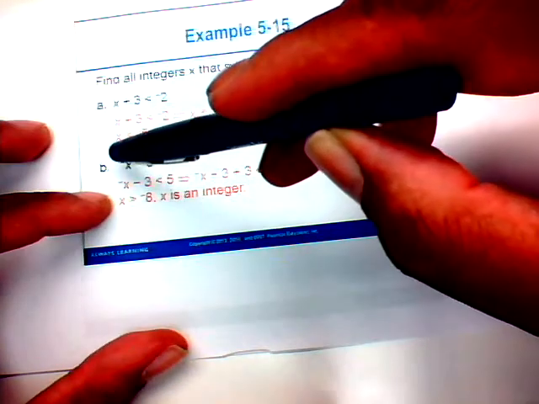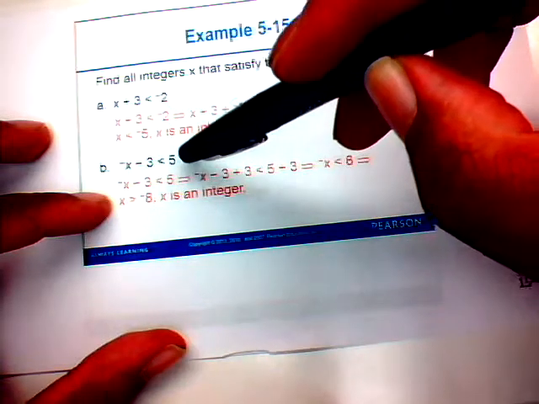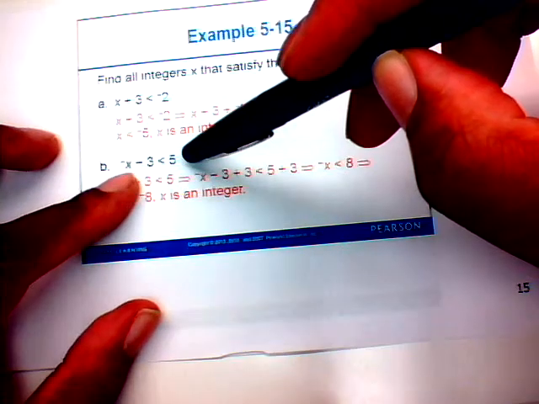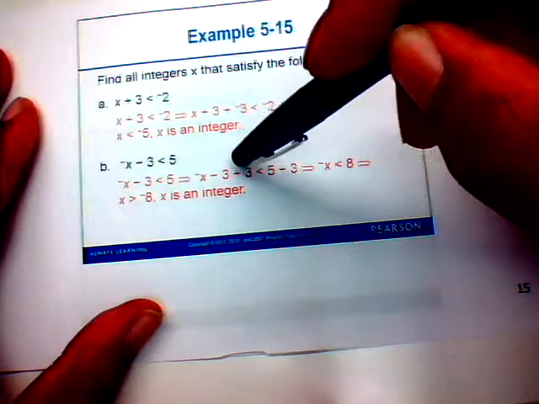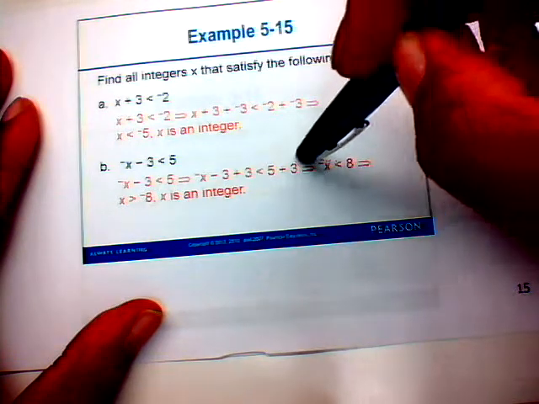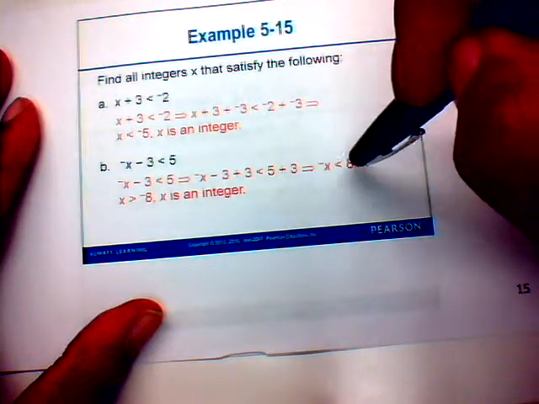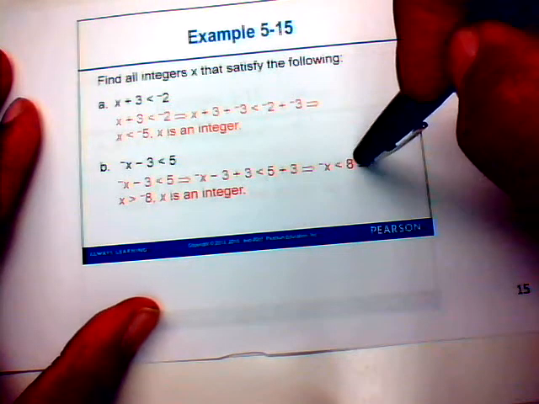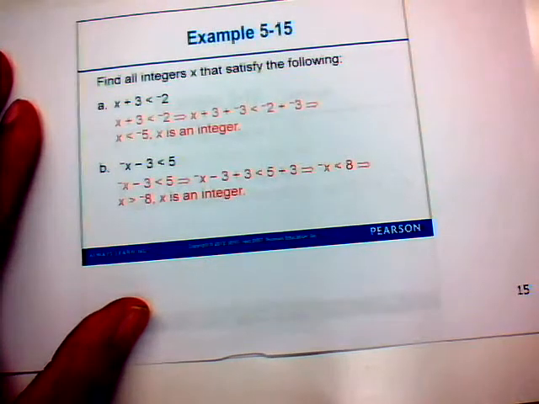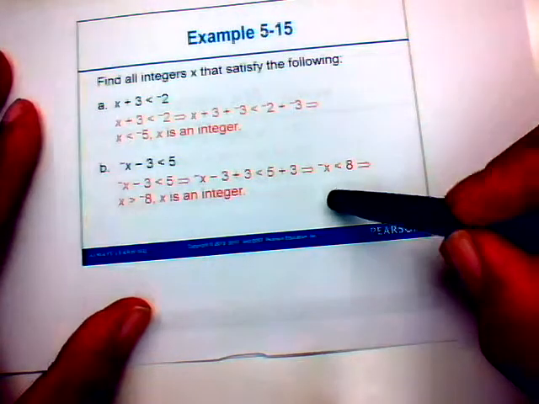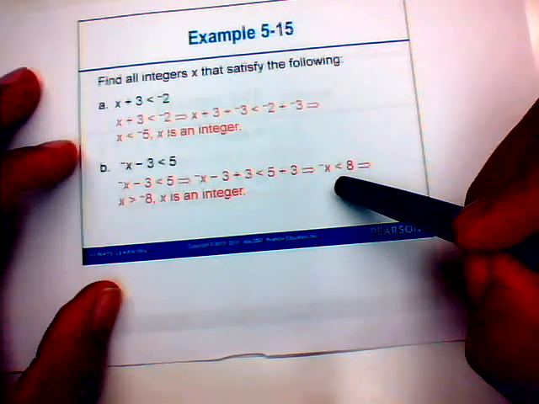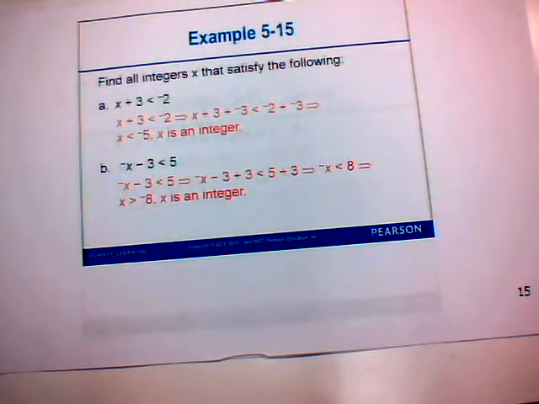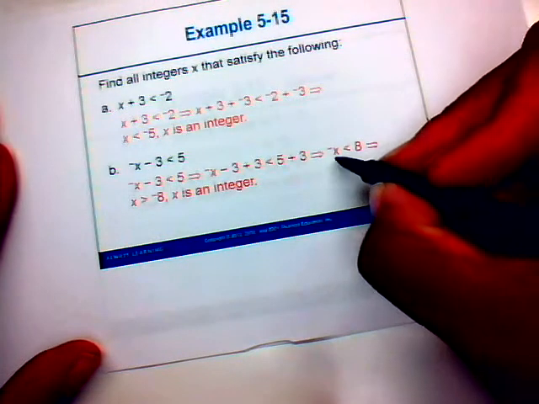Okay? Now, negative x minus 3 is less than 5. We want to get negative x by itself, we're subtracting 3, so the opposite would be adding 3 on both sides of this inequality. So that'll leave us with negative x is less than 8. But using property number 2, we can take the opposite of negative x, which will be x, but we have to reverse this inequality symbol to the opposite direction, which is going to be greater than negative 8.